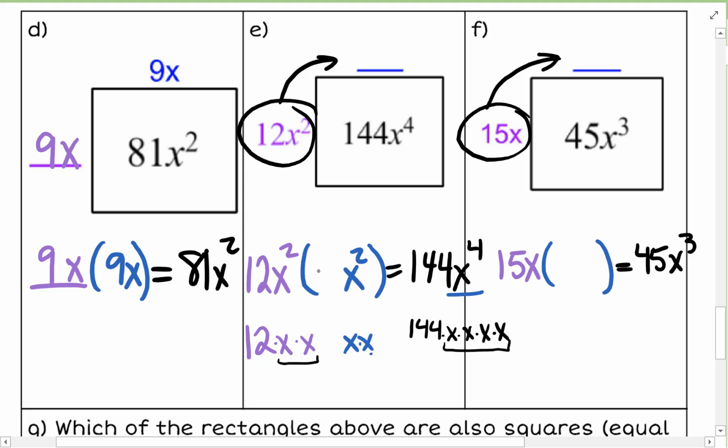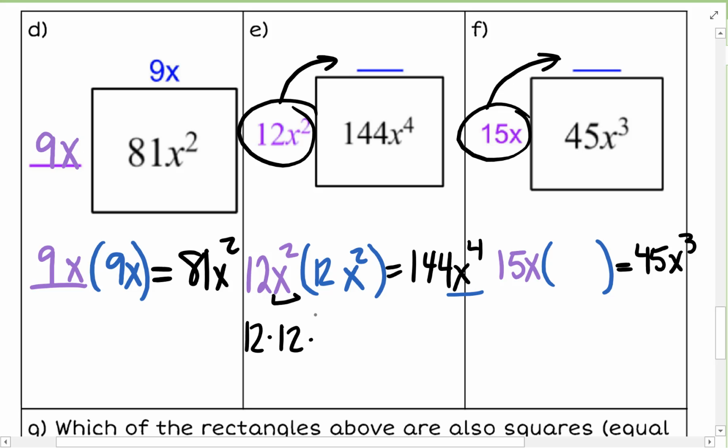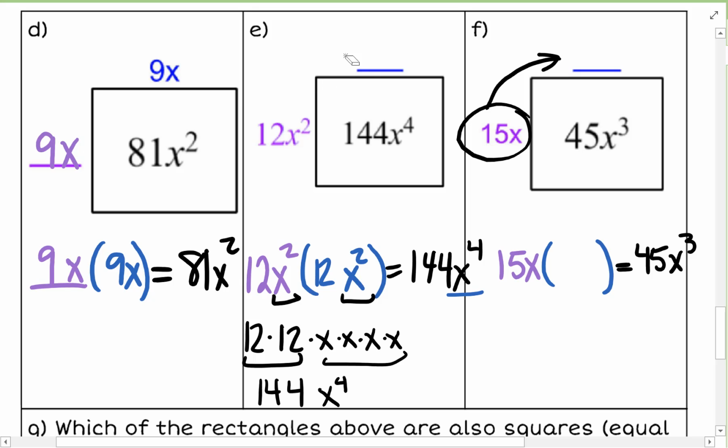So the length here is something x squared, and 12 times what gives me 144? That indeed is 12. Let's check that. So 12 times 12, and then I have an x times x attached to this 12, and an x times x being multiplied to this 12. So that would be 144, and that is x to the power of 4. So this is correct. The length of this rectangle is 12x squared.